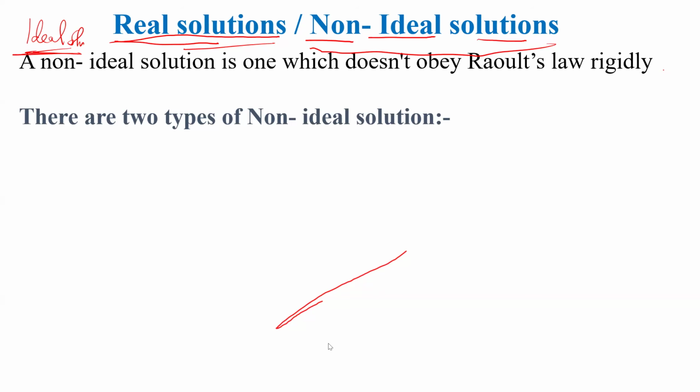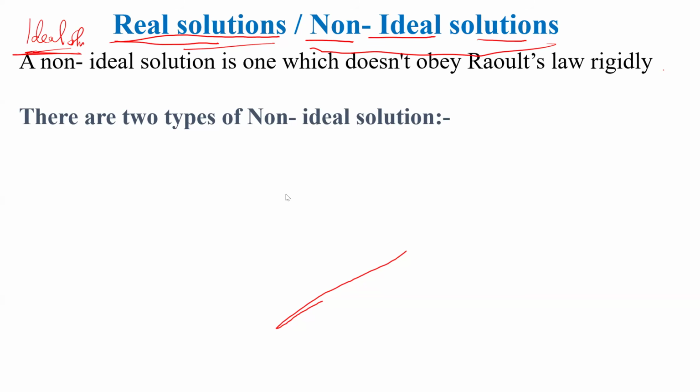Okay, Joshua is saying a non-ideal solution is the one in which the cohesive and adhesive forces are not equal and does not obey Raoult's law. Good, that's the definition. I think one is azeotropic solution. Quantum is saying a positive deviation and a negative deviation. Okay, thank you for your submissions.